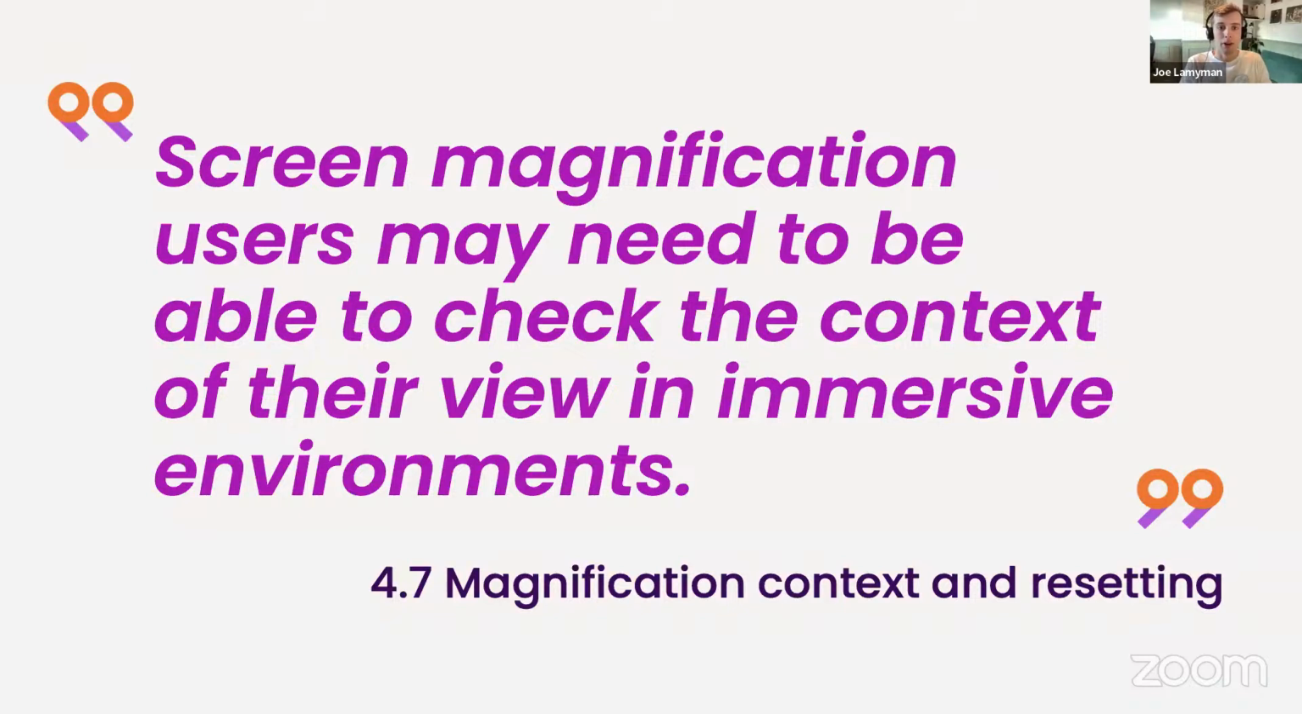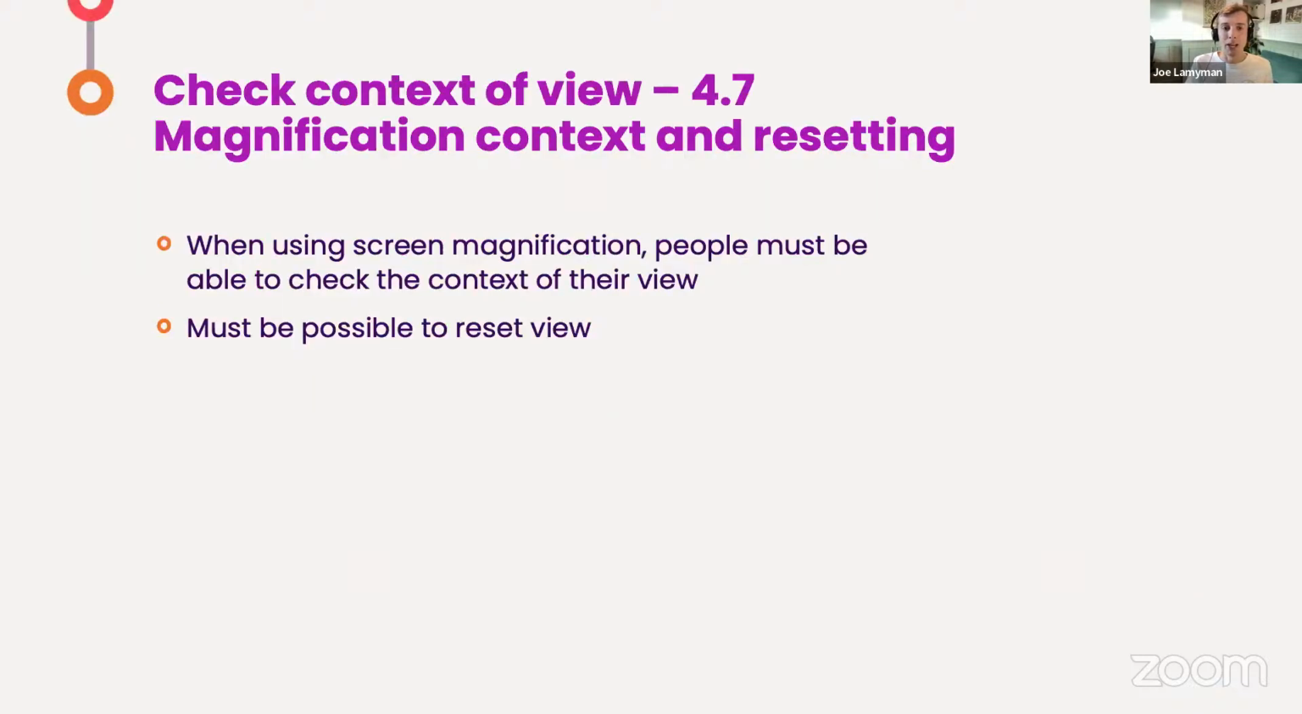So another one of the user needs we're going to look at is in regards to screen magnification. And it states that screen magnification users may need to be able to check the context of their view in immersive environments. So this specifically relates to magnification. And if you're not familiar with how magnification or zoom works, it might be that when you're using a VR experience, depending on the way it works, you might just zoom into a portion of the screen so that you're able to see it easier.